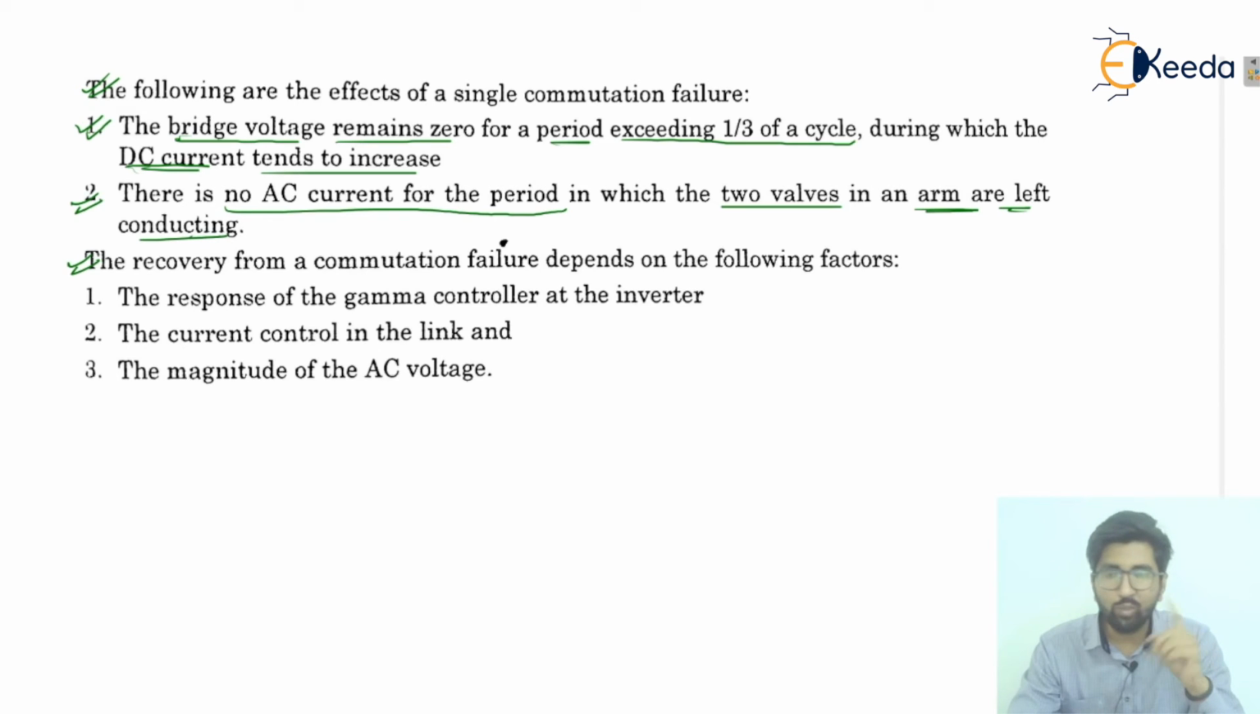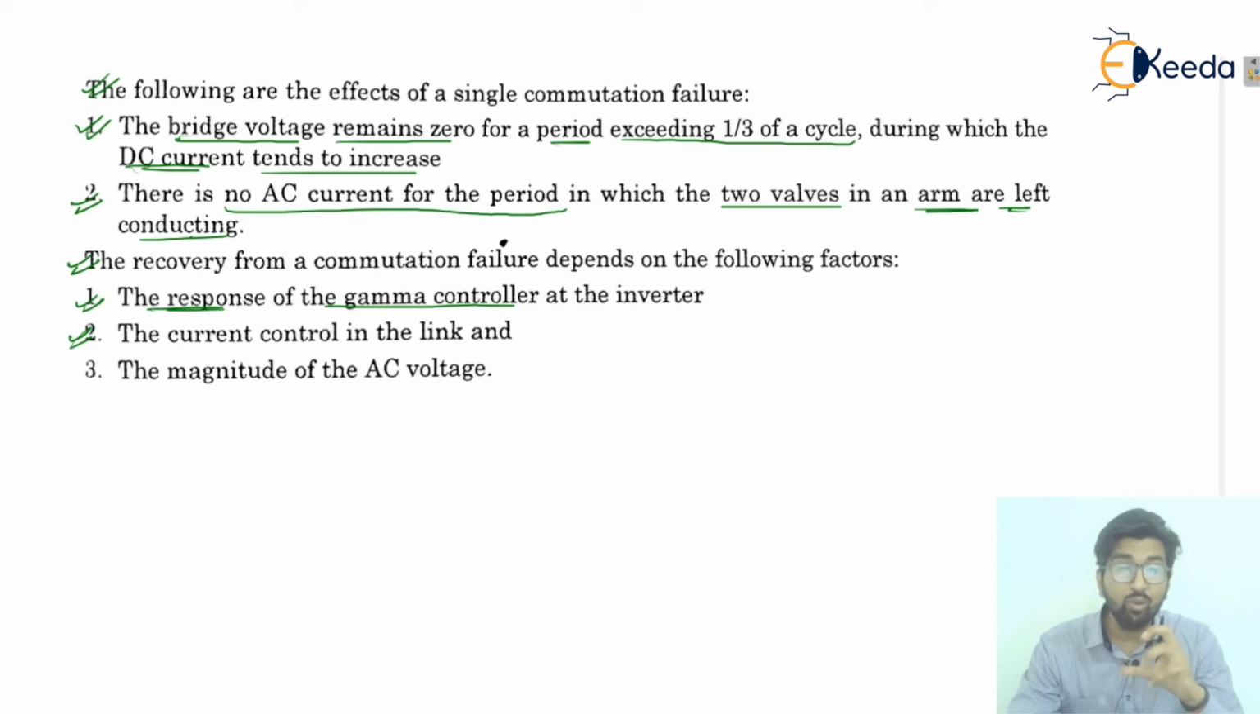Now, the recovery from the commutation failure depends on the following factors. This is not a desirable process for our converter station, so we are going to eliminate or reduce these failure conditions. If this is happening, how can we recover our system? The first factor is the response of the gamma controller at the inverter. On the inverter side we use the gamma controller, and that response we take.